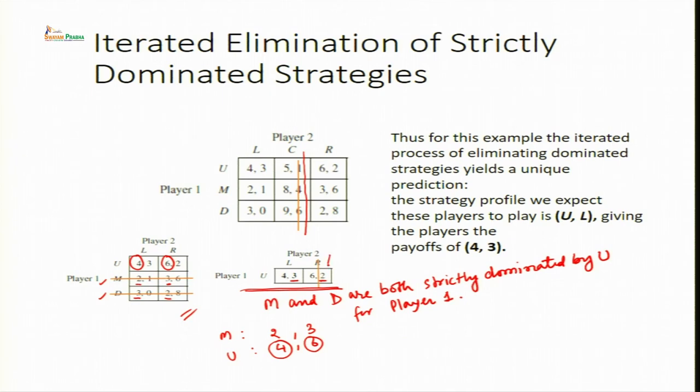So, we can again cut this, eliminate this. So, there is no R then. So, what is remaining? We have got only this cell in the last. So, we can say this U comma L is our equilibrium by this method of iterated elimination or deletion of strictly dominated strategies. And corresponding to this equilibrium outcome, we have payoffs like this, 4, 3. Okay. So, this is how we apply this method of iterated elimination of strictly dominated strategies.